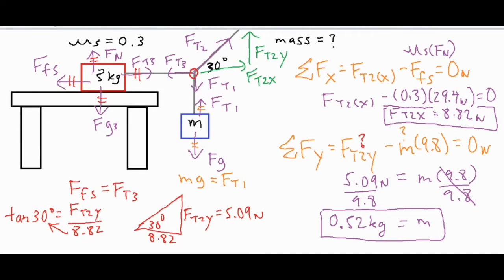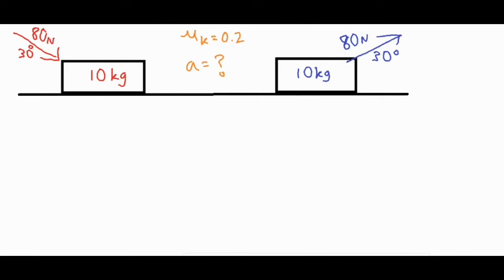We're going to be taking a look at two masses that have an 80 Newton angled force applied on them. The first one has an 80 Newton force angled downward at 30 degrees, and the second one has the 80 Newton force angled upwards at 30 degrees. So we're going to compare and contrast these two situations to see which one has the greater acceleration and why.